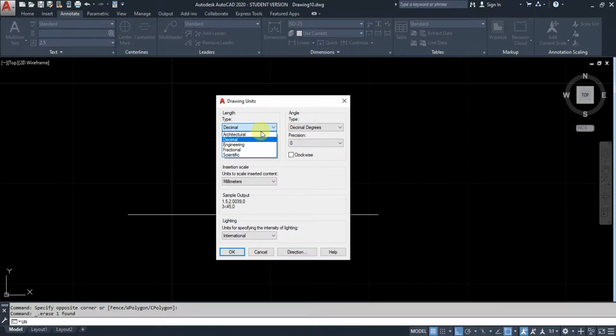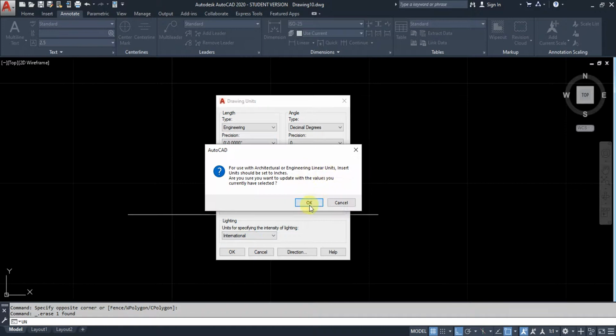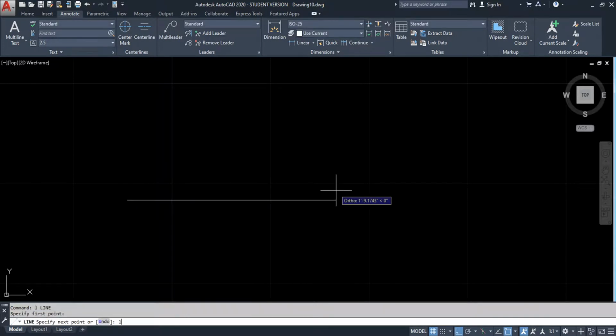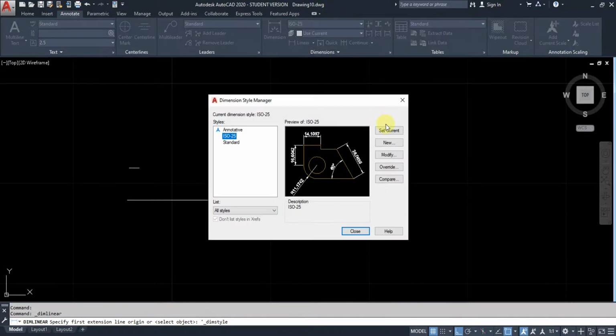Okay, the next unit will be engineering. It's nothing but clear feet and inches, not fractional. It means feet and decimal inches. So for that I'm going to give the input 1 feet and 5 inches. So the symbols are important. Without a symbol, if I give 1, it takes it as 1 inch. Okay, so we can measure it and check it.